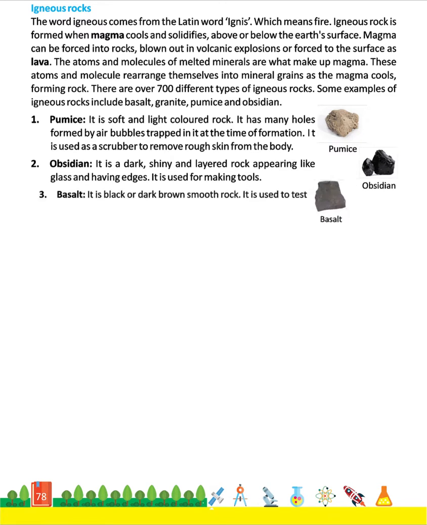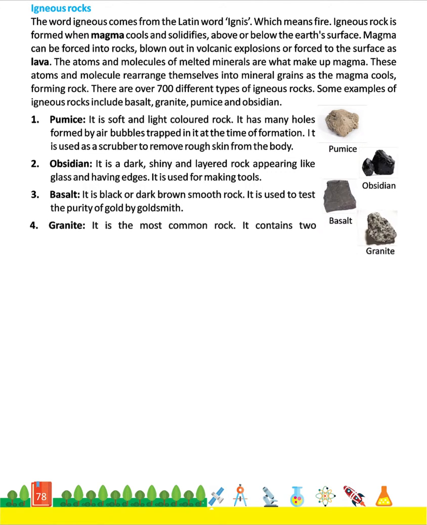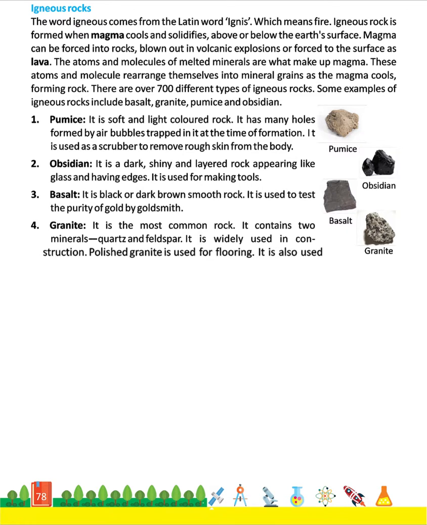3. Basalt. It is a black or dark brown smooth rock. It is used to test the purity of gold by goldsmiths. 4. Granite. It is the most common rock. It contains two minerals, quartz and feldspar. It is widely used in construction. Polished granite is used for flooring. It is also used for making statues.